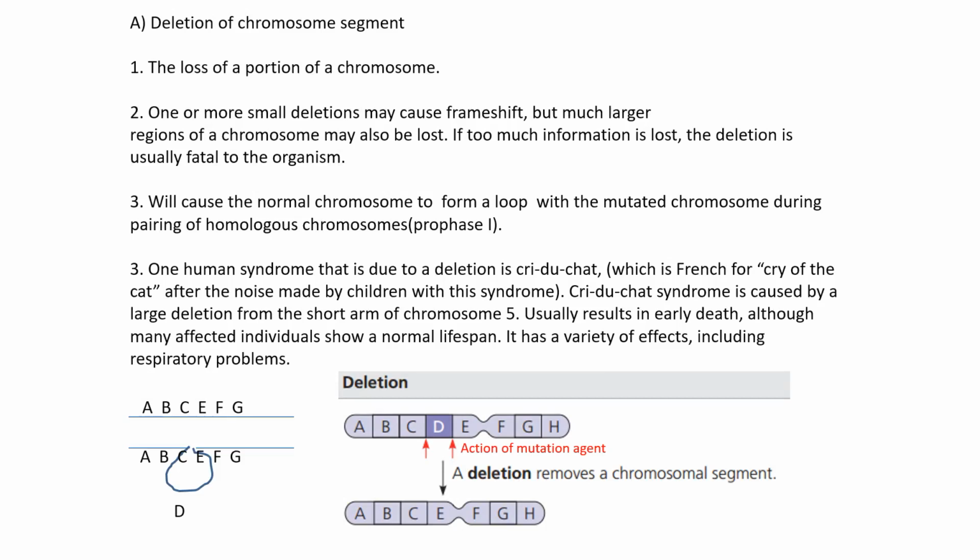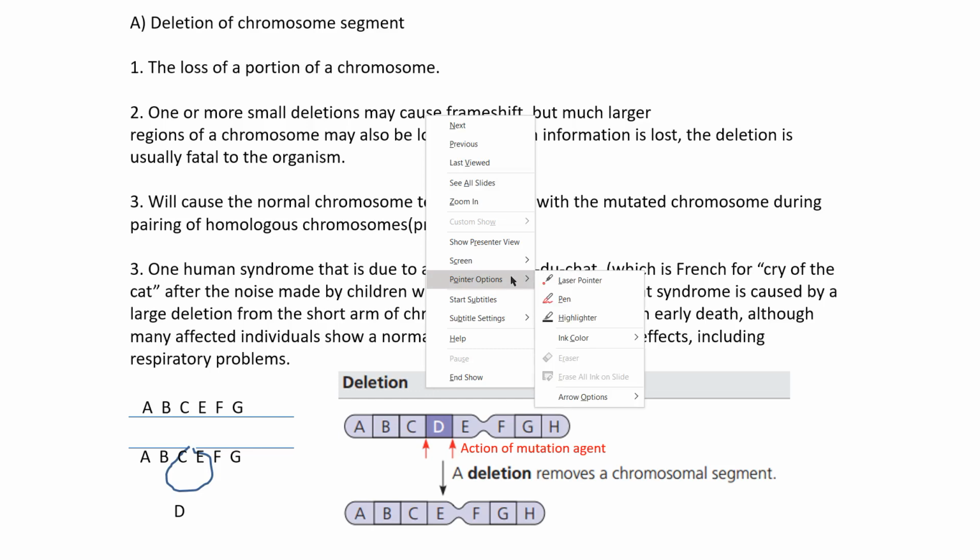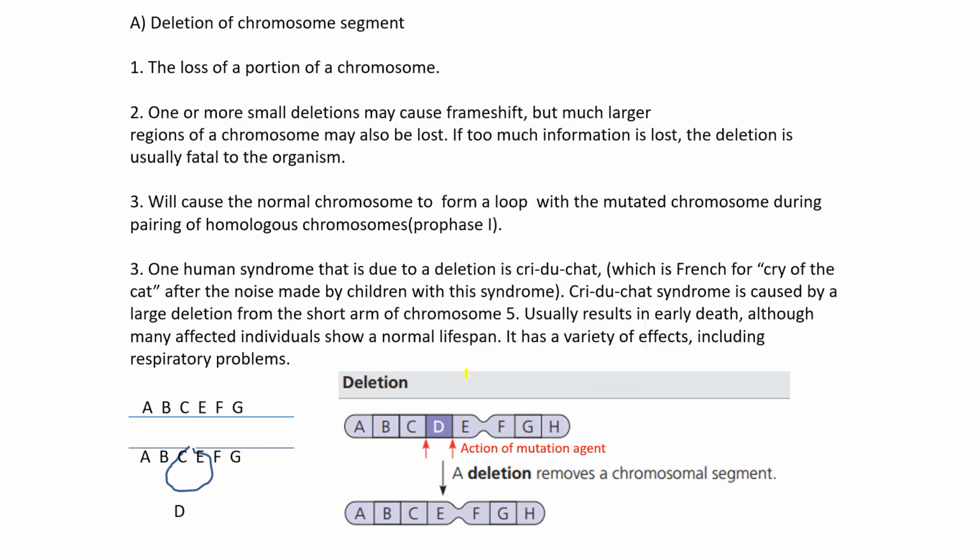Now, deletion of chromosome segment. I said chromosome segment. A segment of the chromosome suddenly disappears. Okay, so this is the loss of a portion of a chromosome, as you can see in the picture here. Right. A portion of the chromosome disappears.